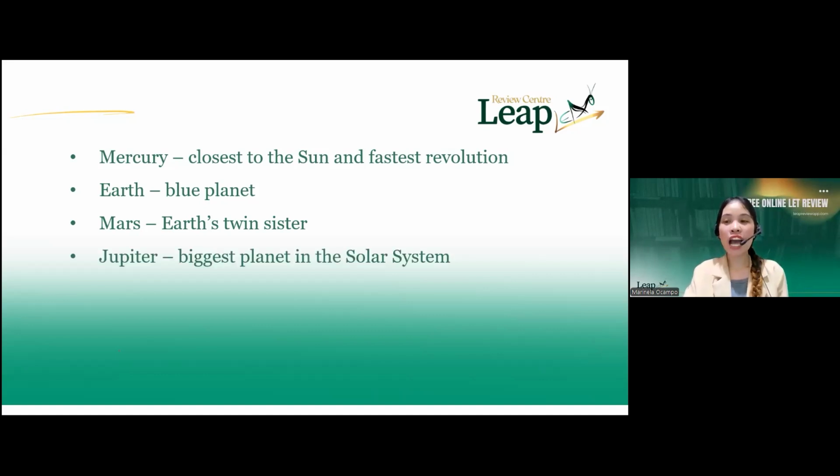Now, we have Jupiter. From this planet going up to Uranus and Neptune, these are called the Jovian planets or the gas giants. Jupiter is considered to be the biggest planet in the solar system with the biggest moon as well. The biggest moon in the solar system is the moon Ganymede.